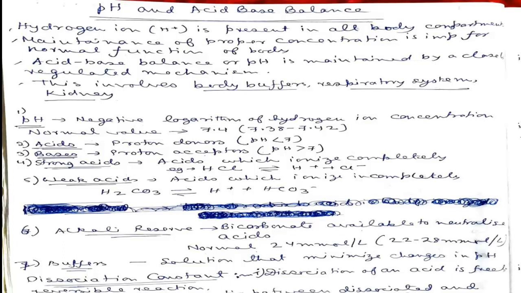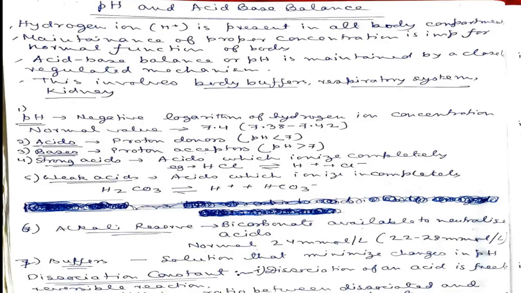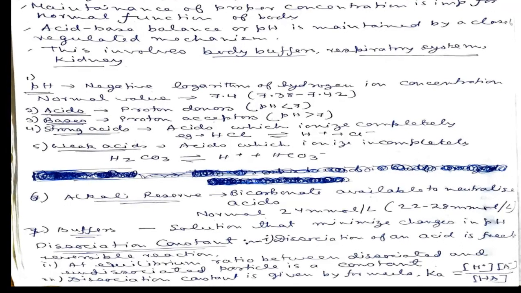Alkali reserve, it is bicarbonate available to neutralize acids. Normal value is 22 to 28 millimole per liter. Buffers are solution that minimize changes in pH. Now what is dissociation constant?